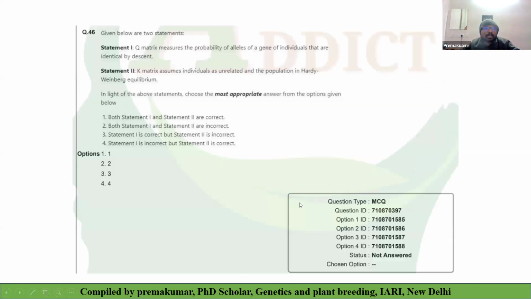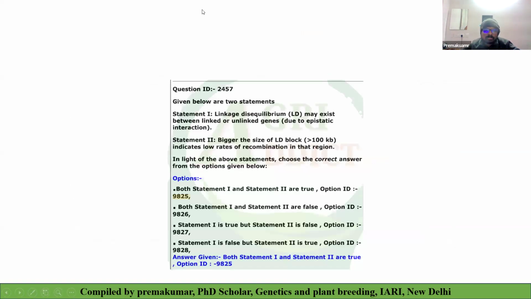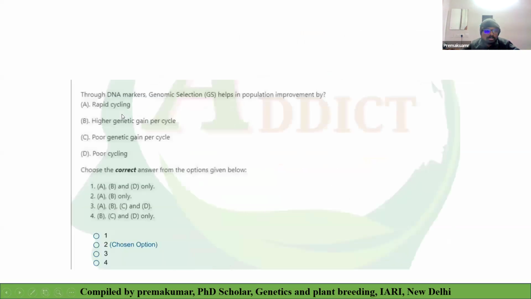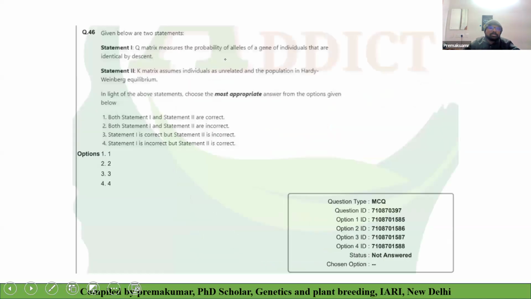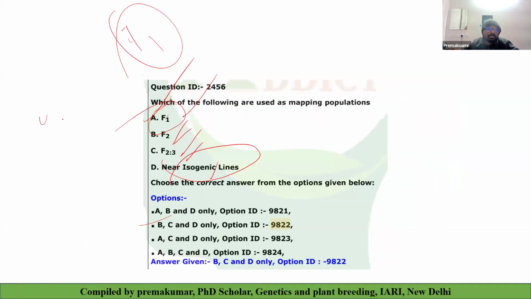Epistatic QTLs are identified only in multiple interval mapping or inclusive composite interval mapping or multi-trait or multi-locus QTL mapping. Then this is again association mapping. This is association mapping. This is genomic selection. From molecular breeding, this many questions only from 2021 to 2023. I think I may have missed some marker questions, but this much only.